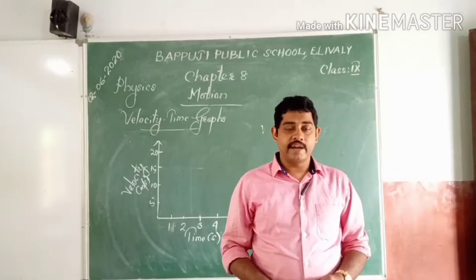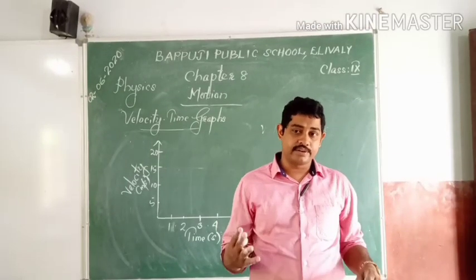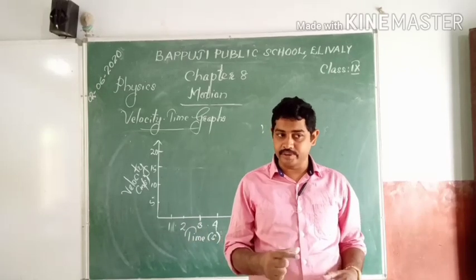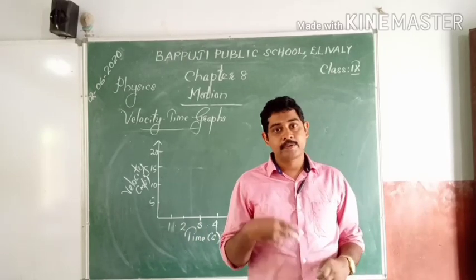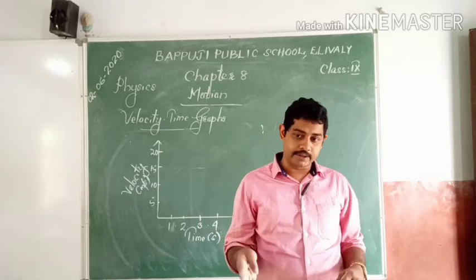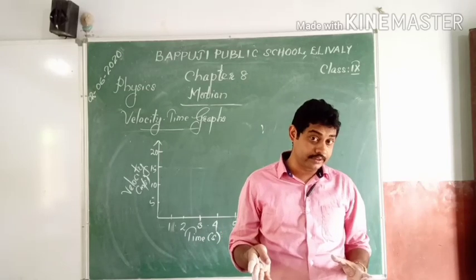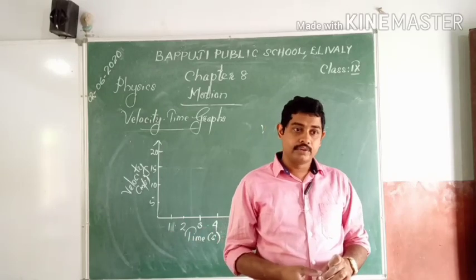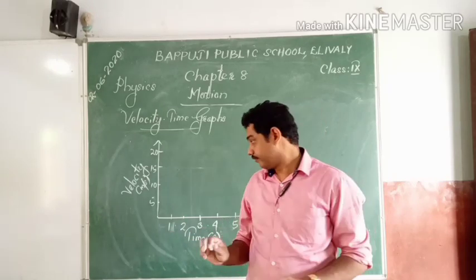For uniformly accelerated motion, velocity changes at a uniform rate. For example, 5 meters per second, in the next second velocity increases to 10 meters per second, and in the next second again increases to 15 meters per second, and so on. In such cases, we will get a straight line graph.